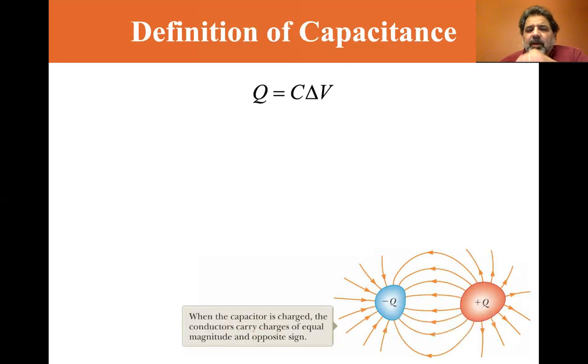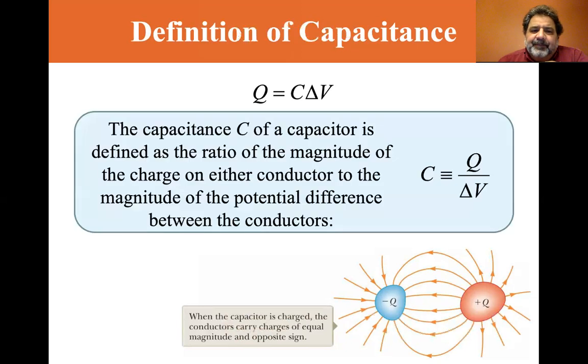So the charge is equal to the capacitance times delta V, the electric potential. The capacitance of a capacitor is defined as the ratio of the magnitude of the charge on either conductor to the magnitude of the potential difference between the conductors. So capacitance C is equal to Q divided by delta V. The unit of capacitance is the farad. 1 farad equals 1 coulomb per volt.